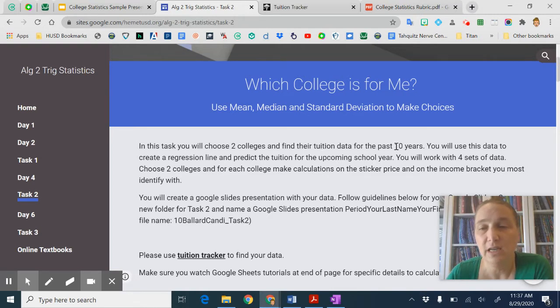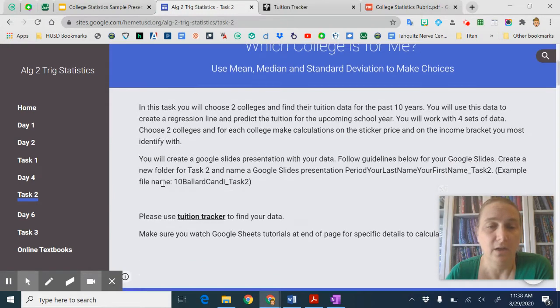You're going to use their tuition data for the last 10 years, and I'll show you how to get that. And you can use this data to create a regression line and predict the tuition for the upcoming school year. You're going to work with 4 data sets. So you're going to choose 2 colleges, and for each college, you're going to make a calculation on the sticker price and the income bracket you most identify with, the net price of it.